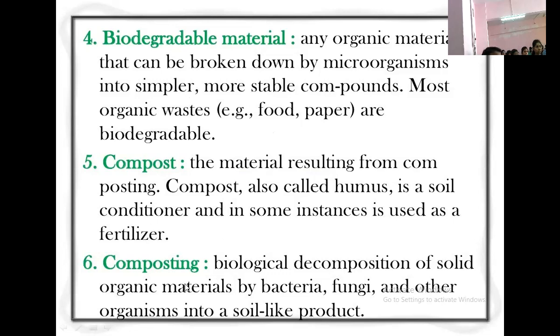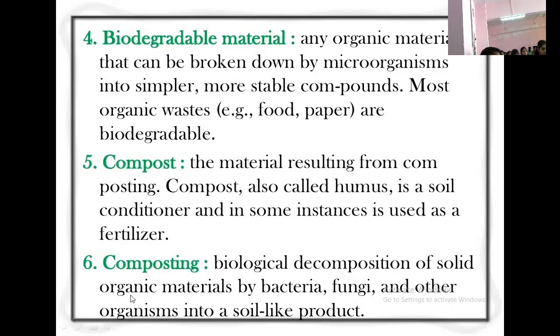And then composting. Composting is a separate unit, the third unit. What is compost? Compost is also called compost manure. How is it formed? The material resulting from composting. Compost is also called humus. It is a soil conditioner. It is used as manure, compost fertilizer. That is called compost.